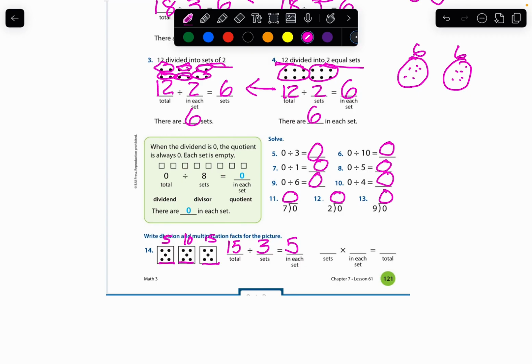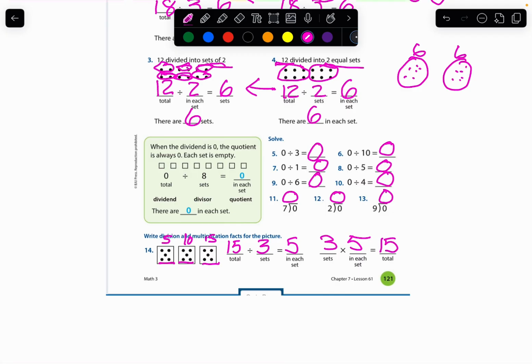Now let's look over here, and we're going to write the multiplication problem that goes with this division problem. Remember, we talked about this in class. Remember, addition and subtraction go together, and multiplication and division go together. They're part of the same family. So like my family, we have Wesson and Daxton. Let's say Wesson's multiplication and Daxton's division. They go together. They're in the same family, okay? So the sets we have here, we have 3 sets with 5 in each set. So 5 times 3 is 15.